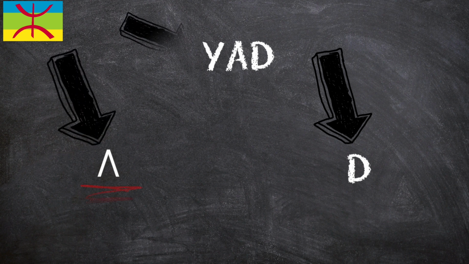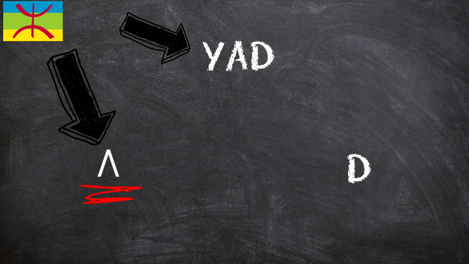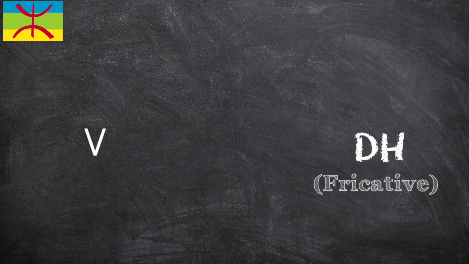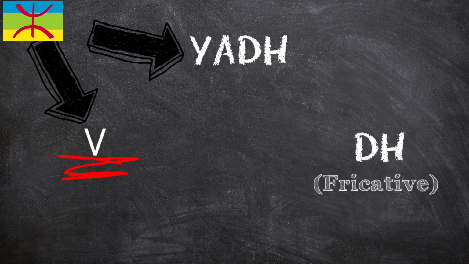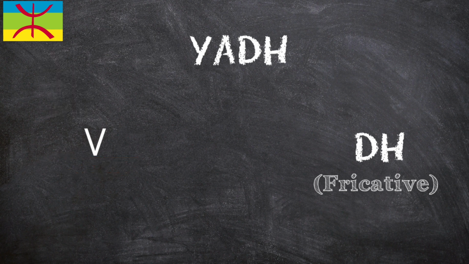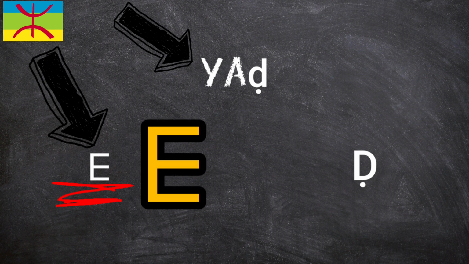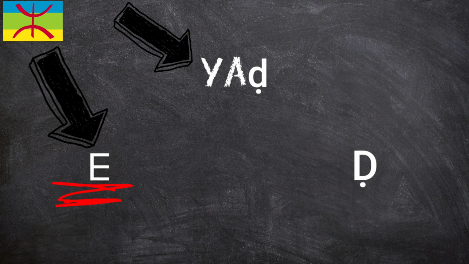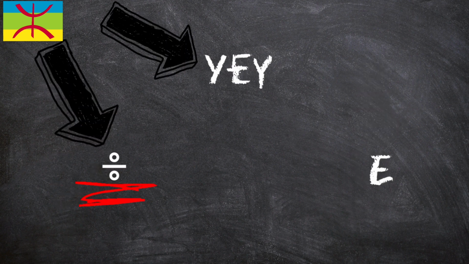D, yud. The, yudh. The, yodh. It's a difference between yudh and yodh. That's the tiny bit I'm gonna explain later. E, yay.